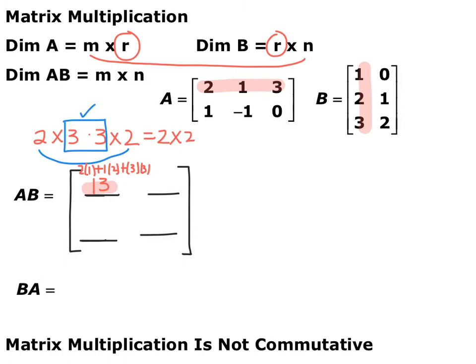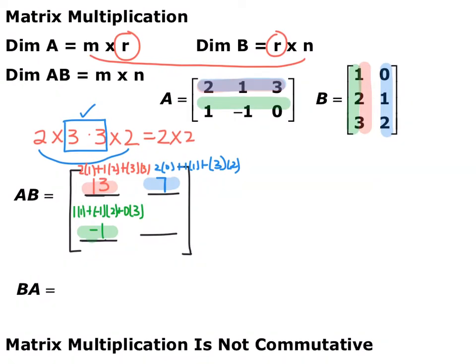So now if I want to do first row, second column, I would multiply first row by second column. So I'm going to have 2 times 0 plus 1 times 1 plus 3 times 2. So I end up with a 7. So now if I want second row, first column, I'm going to multiply second row by first column. So go ahead and pause the video and find that entry.